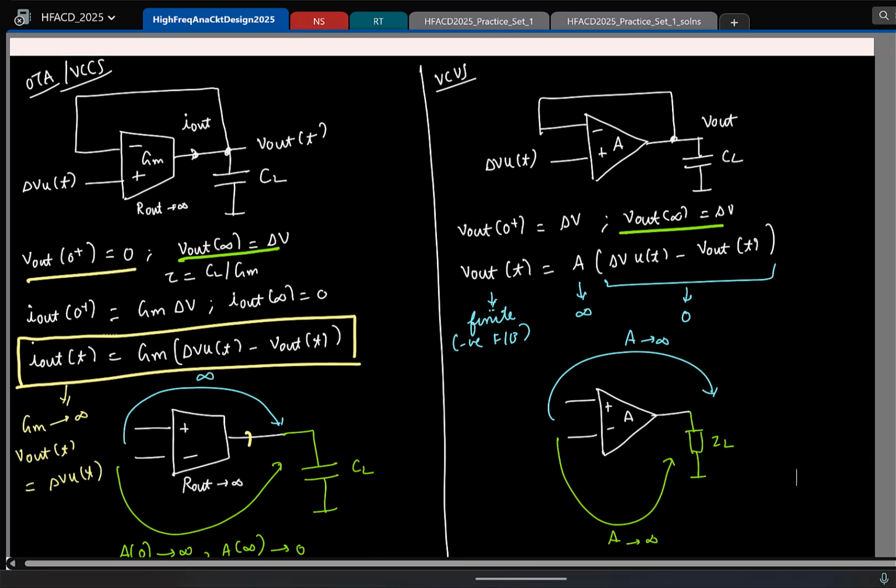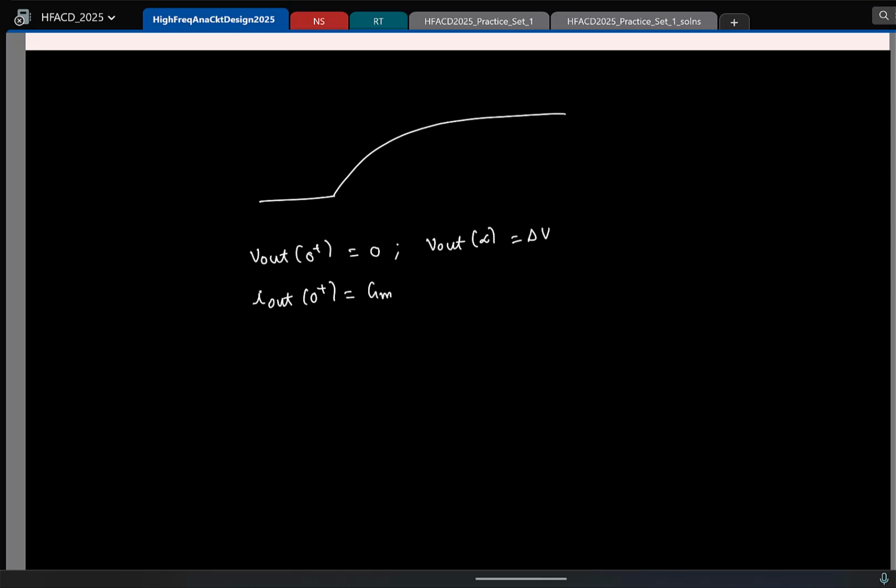Okay, so let me move on now. So now I know that if I have a VCCS, the output is only going to charge exponentially like this, and let me write it, V out of 0 plus was 0. In steady state it reaches delta V. Similarly, at 0 plus the current was Gm delta V, and the current in steady state is 0, and the time constant was CL by Gm. Whereas if this was an OTA, it would have jumped instantaneously like this.